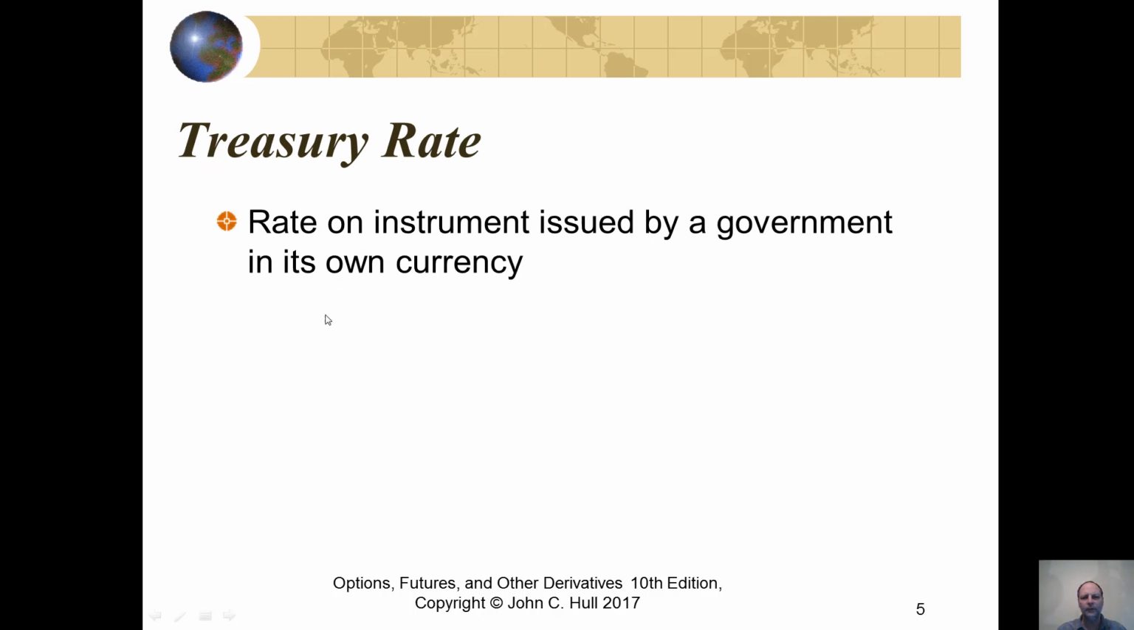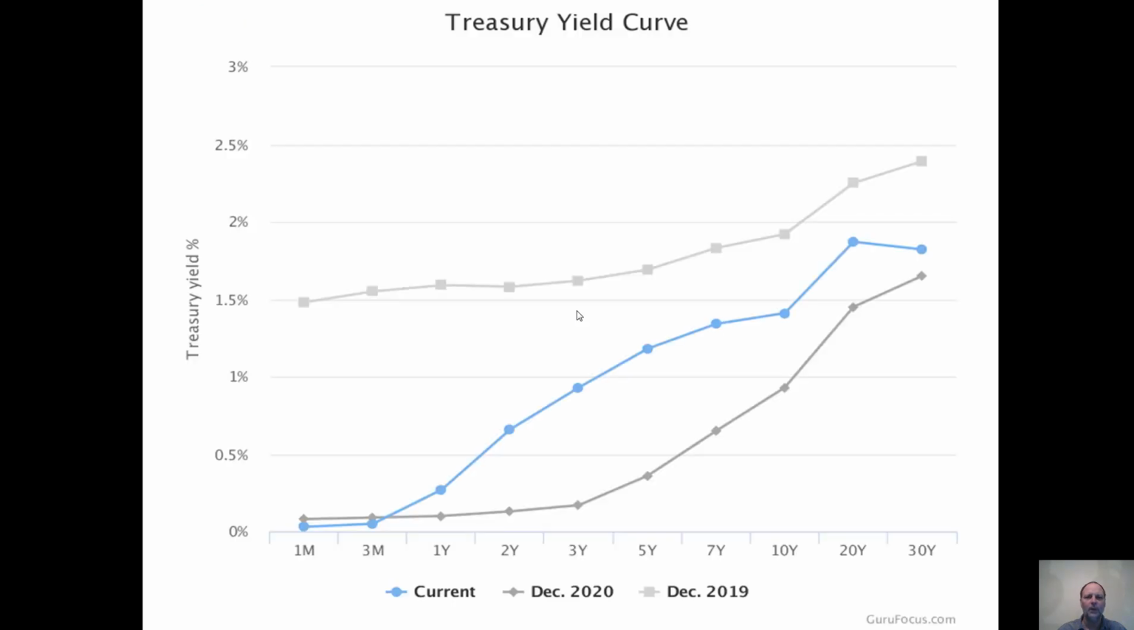The Treasury rate is the rate on instruments issued by a government in its own currency. So in the United States, this would again be T-bills, T-notes, and T-bonds. These rates vary significantly from country to country and time period to time period, and are determined by things like Federal Reserve activity and inflation.